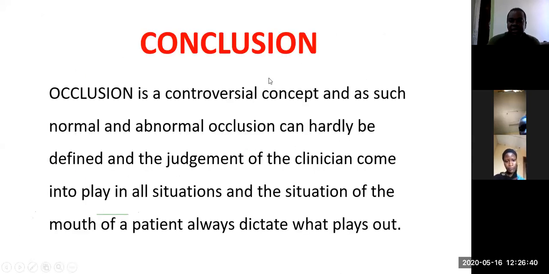Now, the subject of occlusion, like I said, is very controversial. What is normal, what is abnormal, is hard to define. But the clinician will always know what is suitable for a patient and be able to work hard to ensure that they implement the right occlusion for the patient. There's no one bad occlusion. It's difficult to say this is a bad occlusion, or that this is a good occlusion. The patient will define a lot and will determine what the occlusion would be. Now, that is occlusion and dysfunction for you.